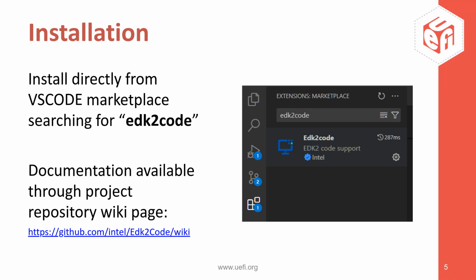To install the extension is pretty simple. It works like any other extension in Visual Studio Code. You just go to the marketplace in the editor, search for EDK2 Code, and from there you can install the extension. The documentation for the extension and how to use it, you can find in this wiki page. It's also on the main page of the extension, and it will help you understand some of the commands and functionality that the extension provides. I tried to make most of the commands and functionality intuitive, so people can start using it without reading the documentation.